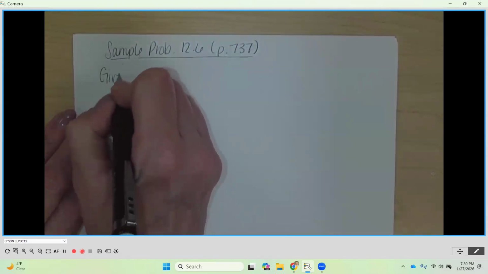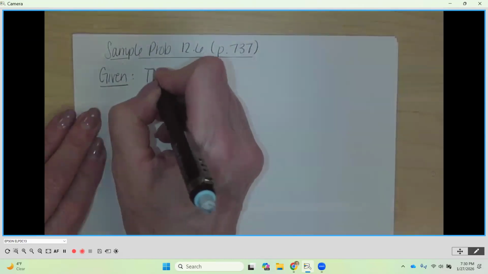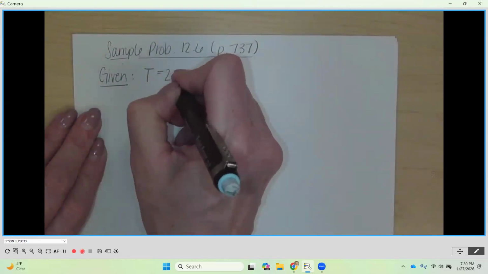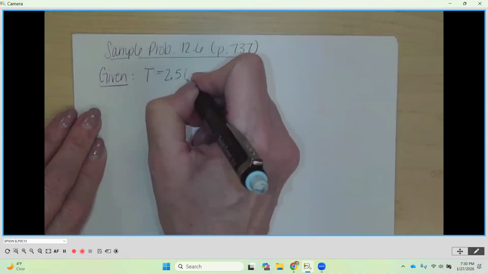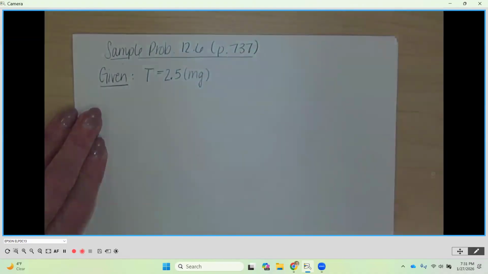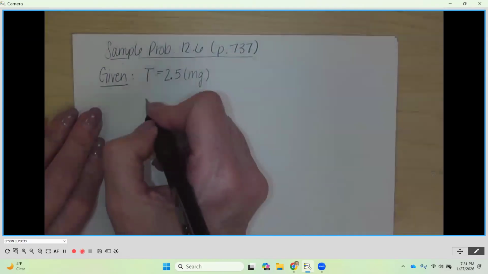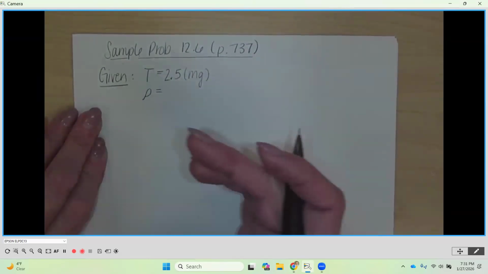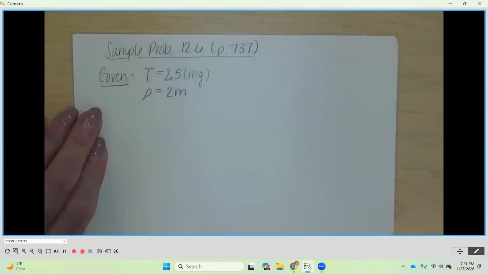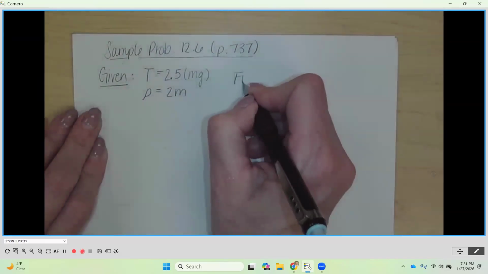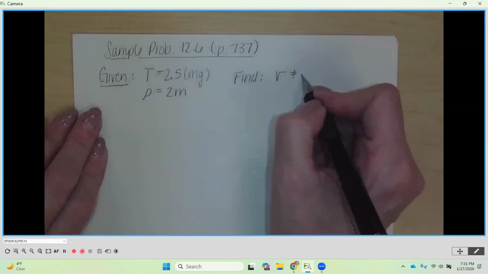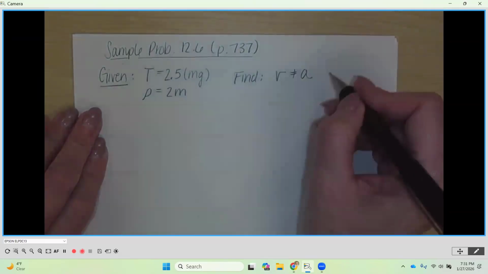The givens: the tension in that cable is going to be equal to 2.5 times mg, or the weight of the bob. And the weight of the bob is calculated using mass times gravity. And then we also know that the length of that cable is 2 meters. We want to find the velocity of that bob and the acceleration.